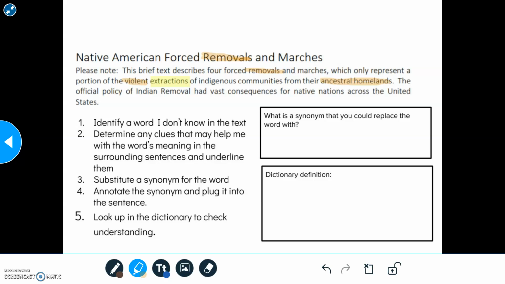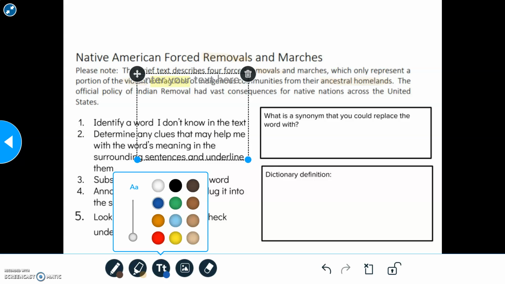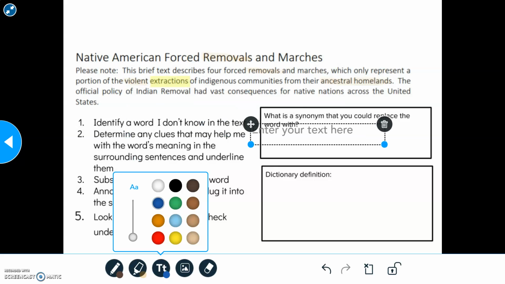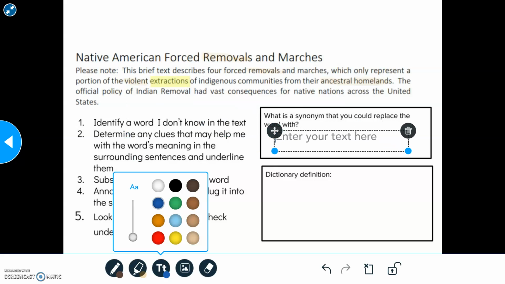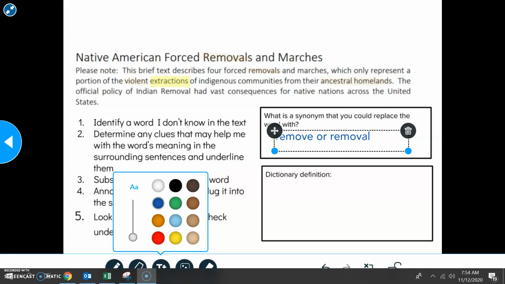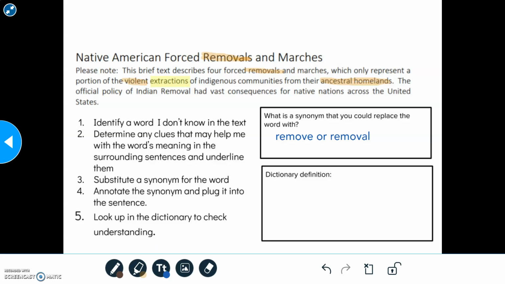So words that mean the same thing are called synonyms, right? They're the same. And so I'm going to get my text feature and adjust the size. I'm going to put it over here and write that I think my synonym is remove or removal. Great. So now that I have typed in my synonym, I need to see if that word makes sense if I replace it in the sentence.